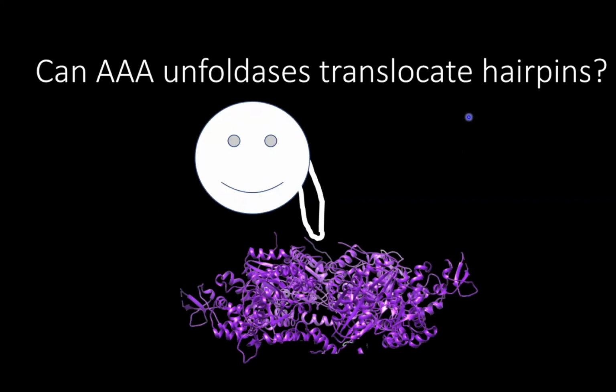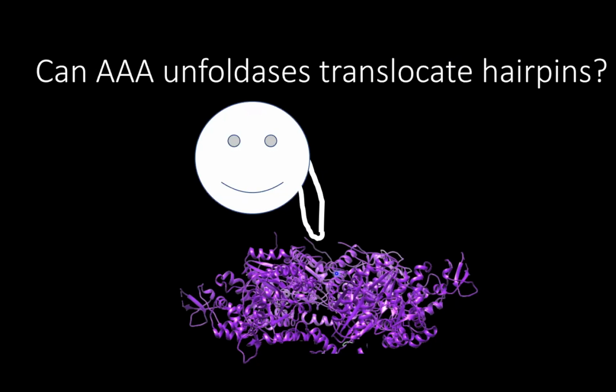Can AAA unfoldases translocate loops and translocate hairpin structures? There's evidence from multiple groups, including Matouschek and Sauer from quite some time ago, that indicates that a number of these AAA ATPases can bind multiple polypeptide chains in their central core. And there's very nice work recently published from the Tans group showing that ClpB can translocate substrates in a loop conformation.